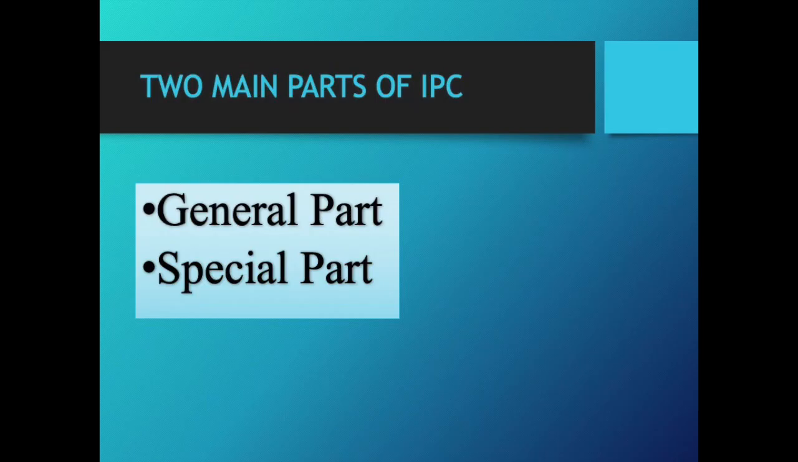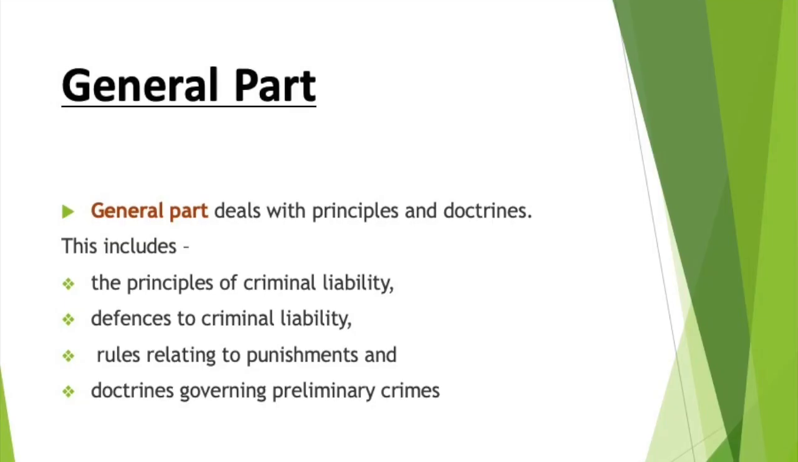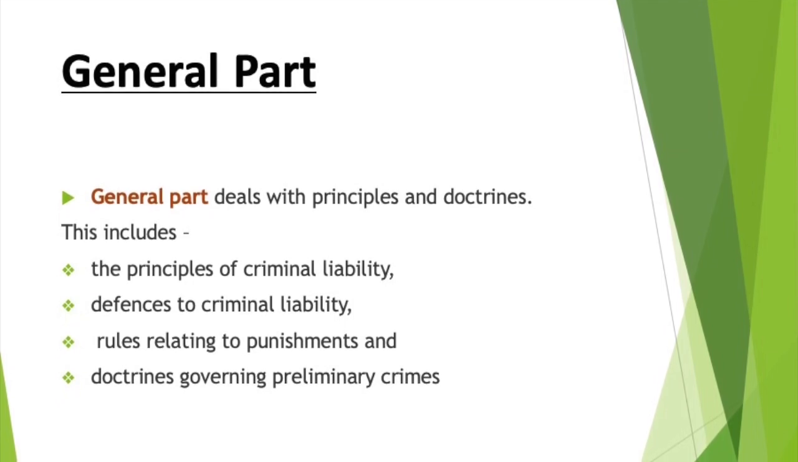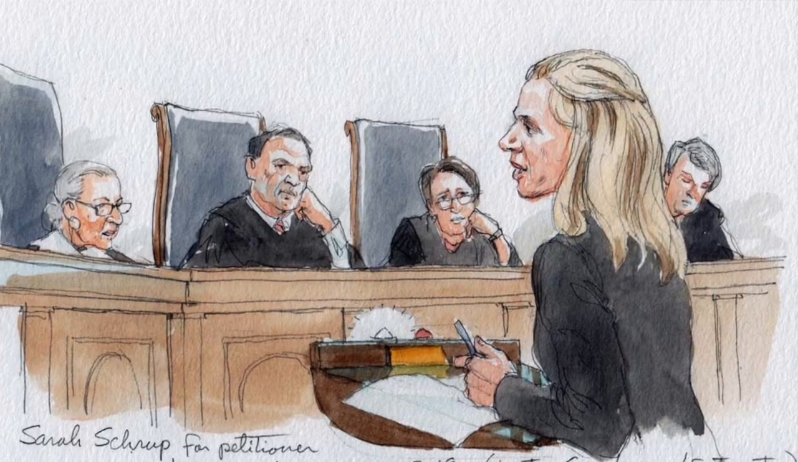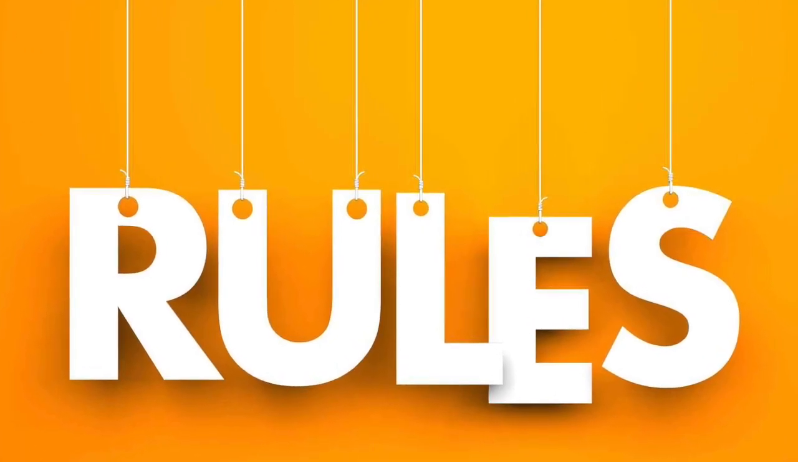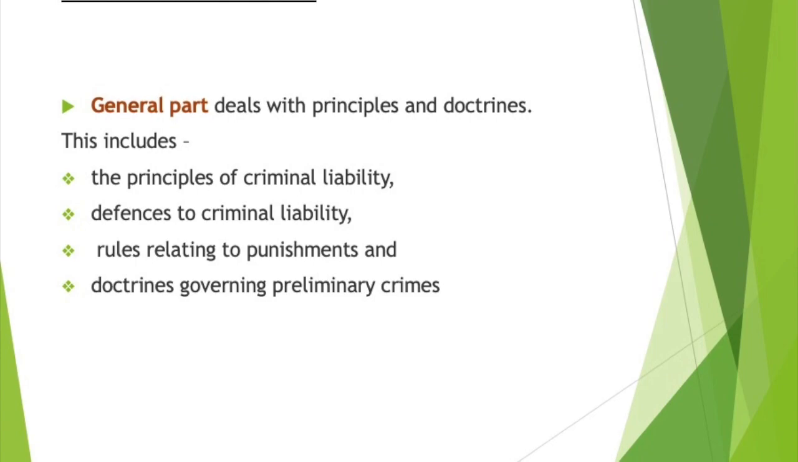So there are two main parts of the Indian Penal Code, the general part and the special part. The general part deals with principles and doctrines. It includes principles of criminal liability, defenses of criminal liability, rules related to punishment, and doctrines governing preliminary crimes.